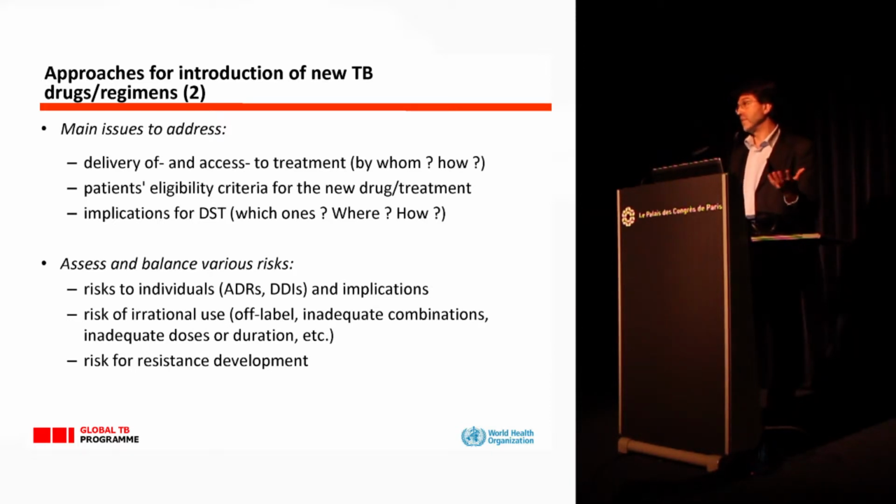And then we have to assess and weigh, balance the variable risk, the risk to individuals, which are related to the safety aspects of the new drugs or regimen, the drug-drug interactions, and the implications of that in terms of surveillance, monitoring, and safety assessment. The risk of irrational use, which is extremely important, especially in some countries where the private sector is extremely important and mostly unregulated. And risk of irrational use concerns the use of off-label or inadequate combinations, inadequate dose or duration, etc. And then, from this misuse and off-label use, the risk of resistance, of development of resistance.